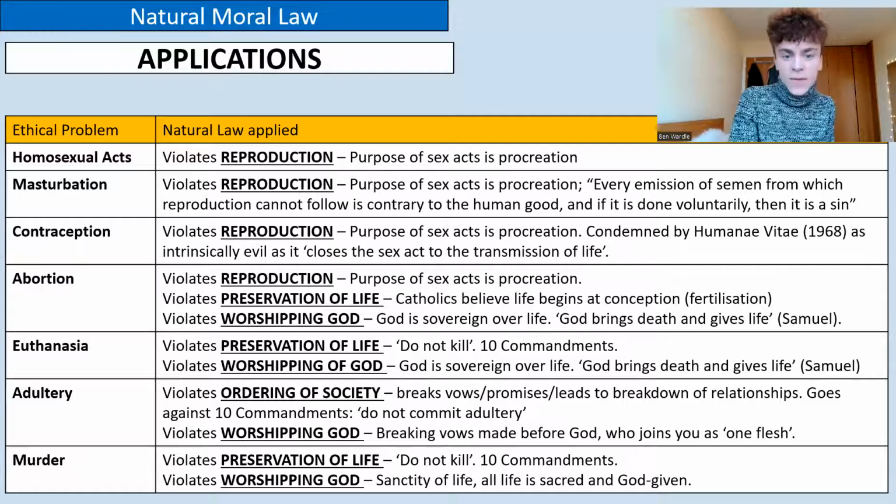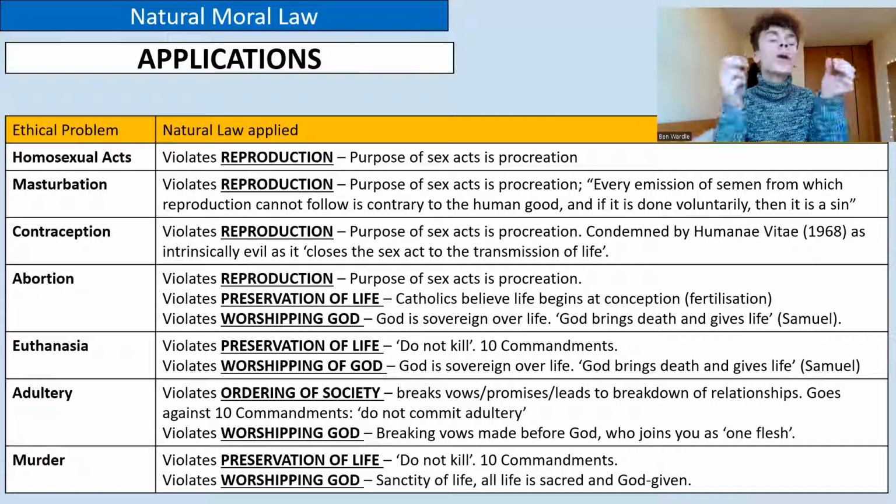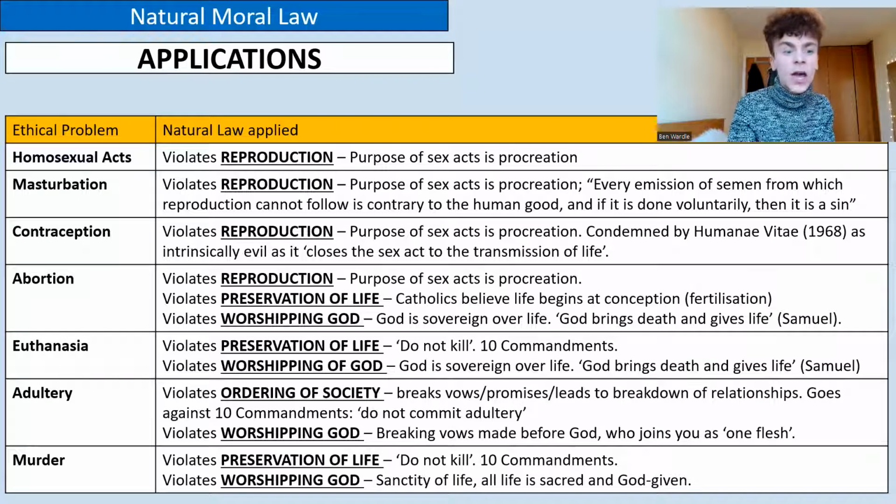Euthanasia, it violates the preservation of life, of course, your 10 commandments, your divine law. And we could say as well, it violates worshipping God. God is sovereign over life. And so Catholics believe in palliative care, for example, in the case of euthanasia, because Pope John Paul II said euthanasia is a grave violation against the law of God. And that really clearly links natural moral law to euthanasia and why it's seen as wrong, because it's seen as going against the law of God.